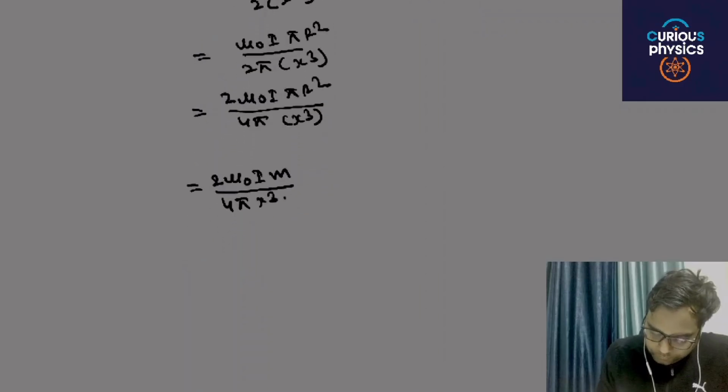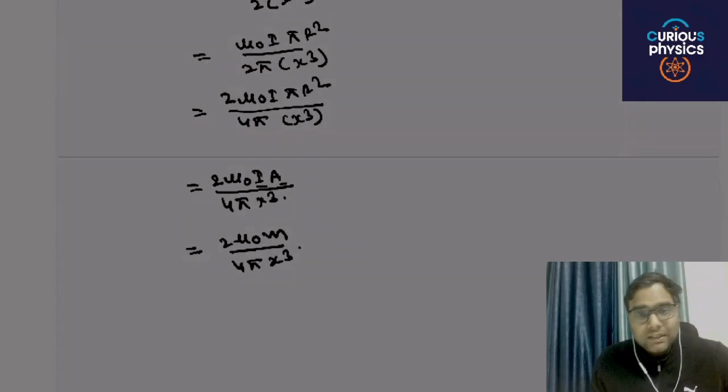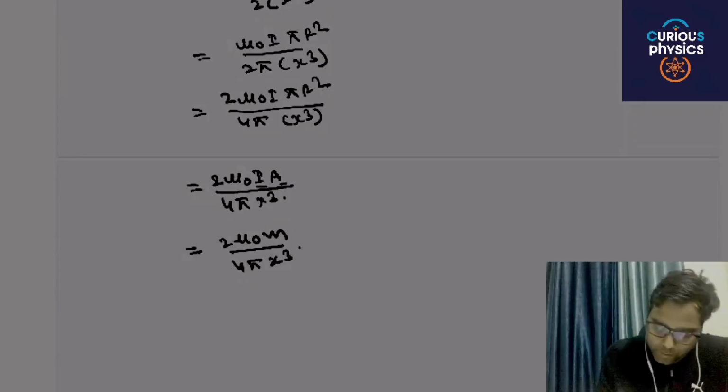Now mu naught I into A, so you can write 2 mu naught m divided by 4 pi x cube. This is the relation in the form of magnetic moment.